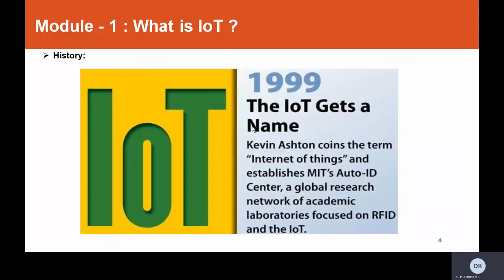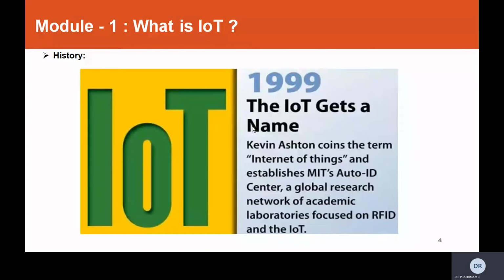Towards the historical perspective, IoT got its name from Kevin Ashton, who was working with MIT's Auto-ID Center, which happens to be a global research network for academic laboratories. He was basically focusing on the development of RFID. At that point of time, he got the clicking idea about connecting things to the computer. It was somewhere around 1999 that he had a clicking point for the Internet of Things.